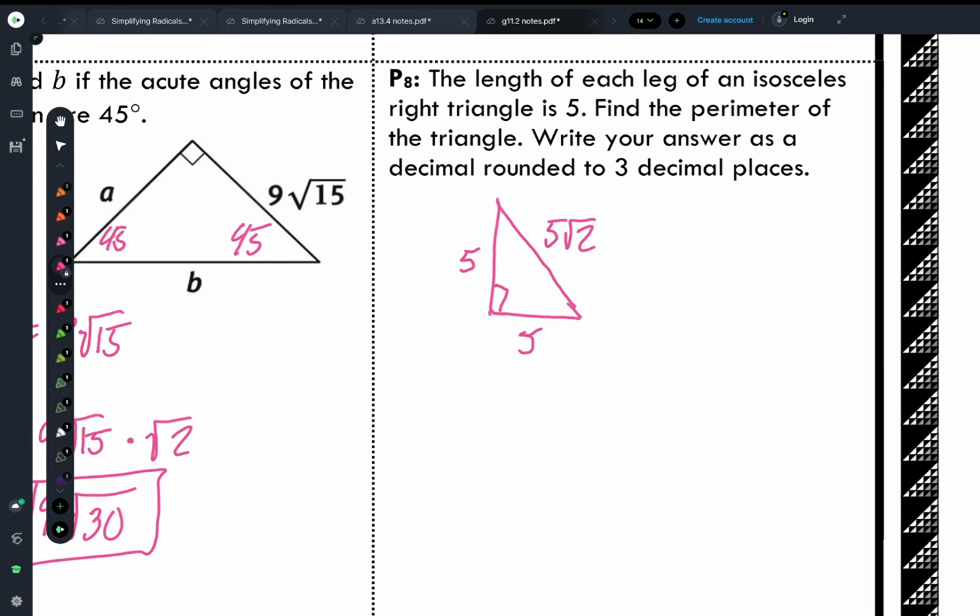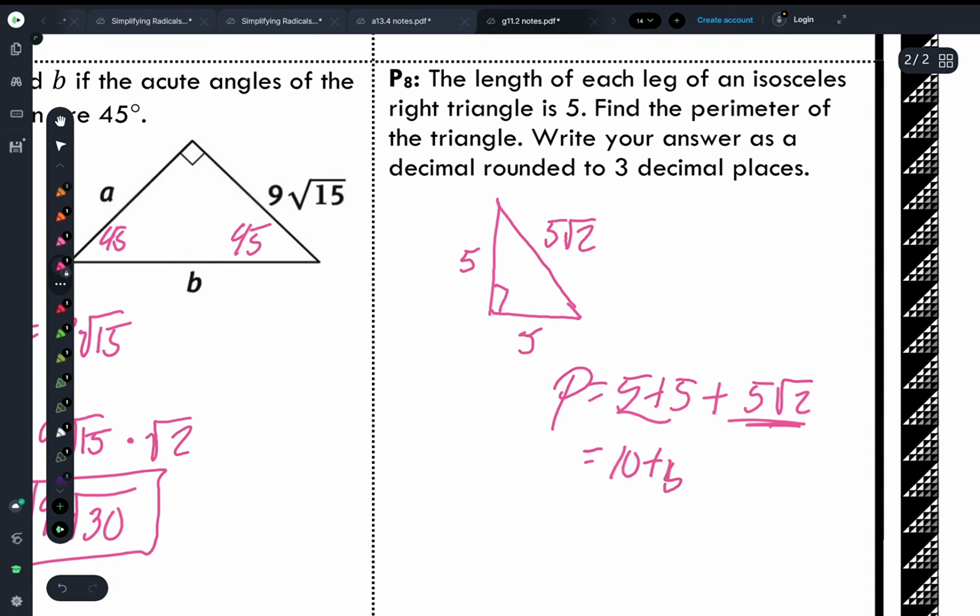Now, it wants us to find the perimeter of the triangle. Perimeter is just adding all 3 sides up. So add two 5s and then a 5 square root of 2. When you're adding things with a square root inside them, it's kind of like combining like terms. You can only combine things with the same square root in them. So this is not going to be able to be combined with anything, so it'll be by itself. But we can combine the two 5s to get 10 plus 5 square root of 2. This is the simplest form for an exact answer right now.